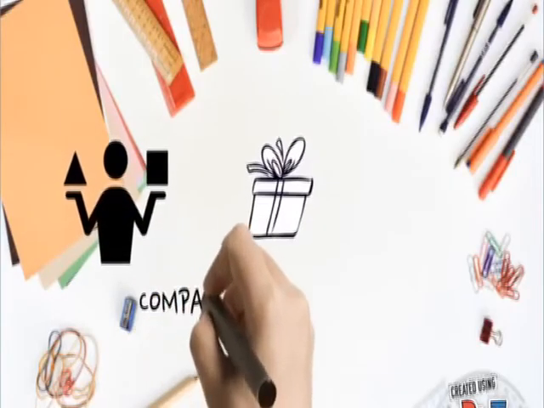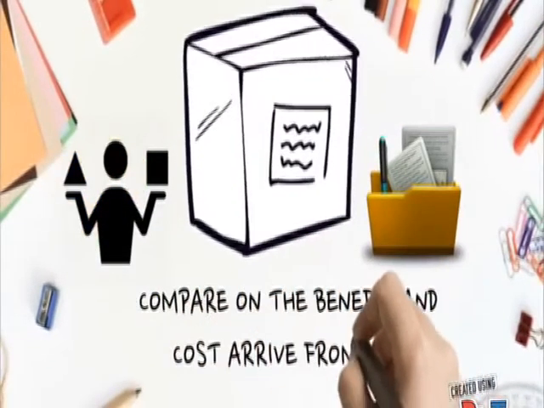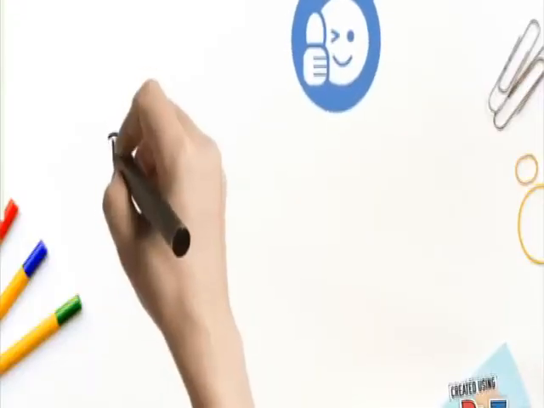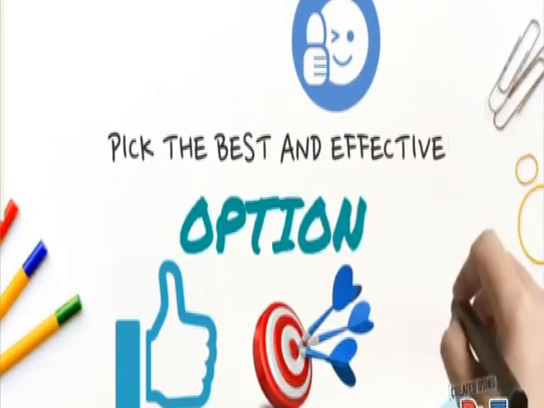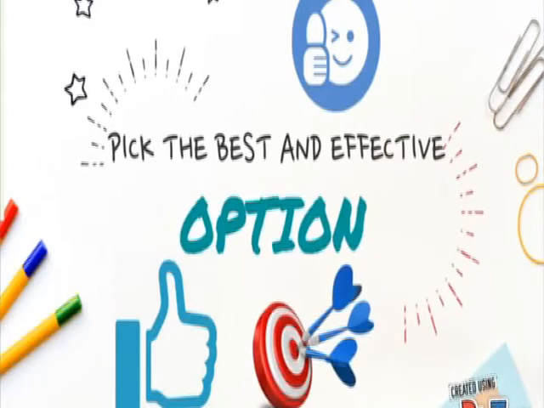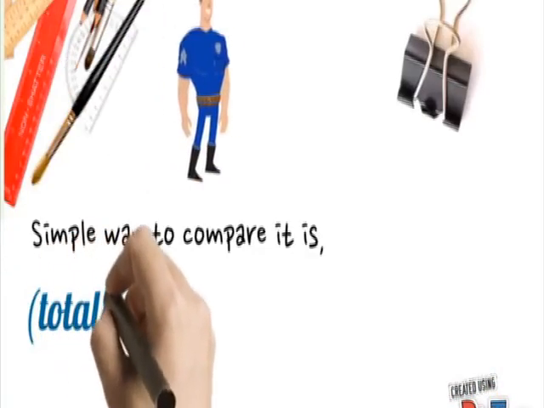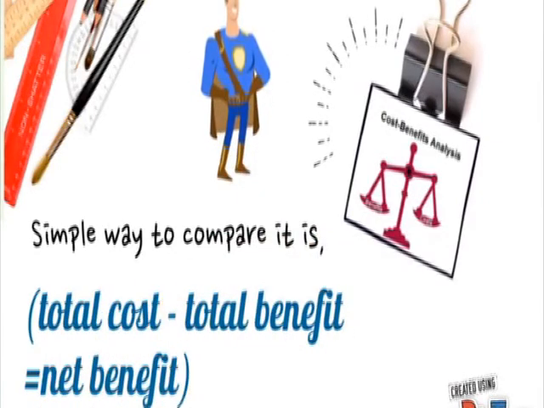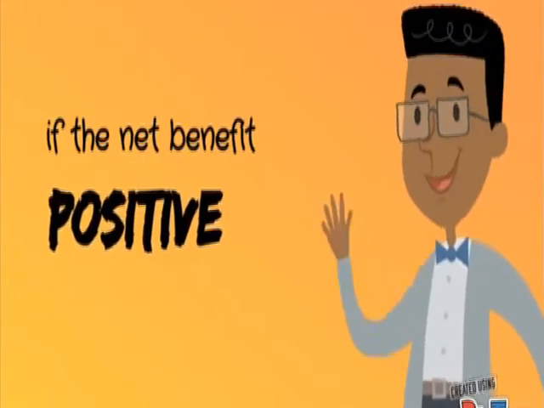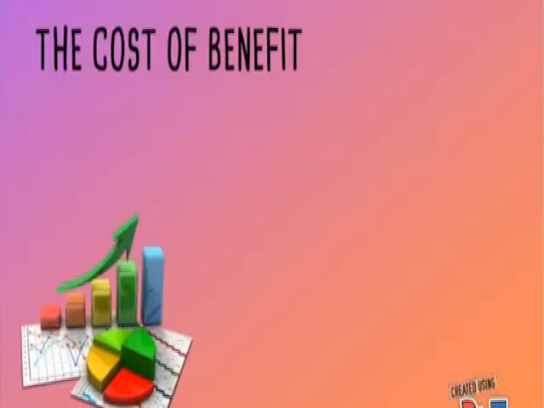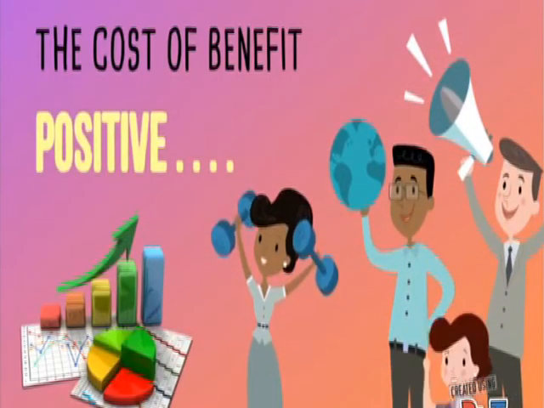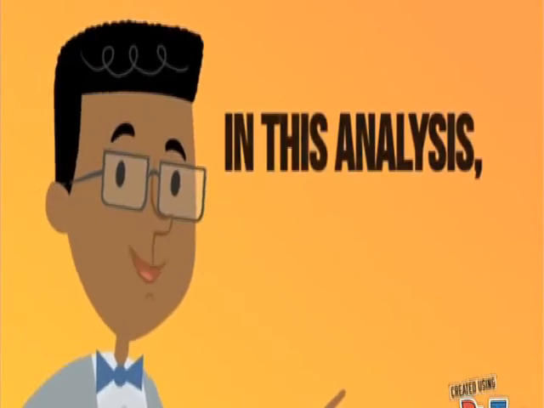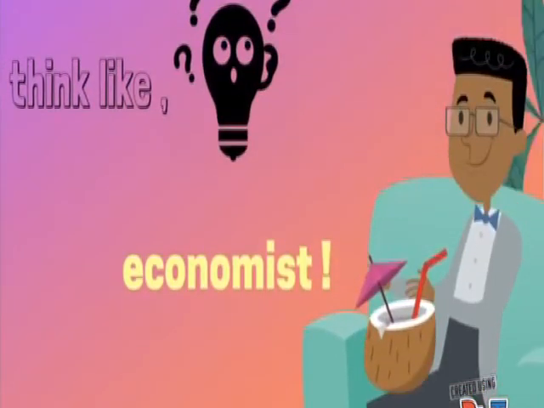The last step involved is to compare the benefit and cost arising from the project so that we can pick the best and most effective option. The simple way to compare it is to subtract the total cost from the total benefit to get the net benefit. If the net benefit is positive, then the cost-benefit is positive and likewise. In this analysis, what we must know is that we have to think like economists, where we must always choose the option where the benefit outweighs its cost.